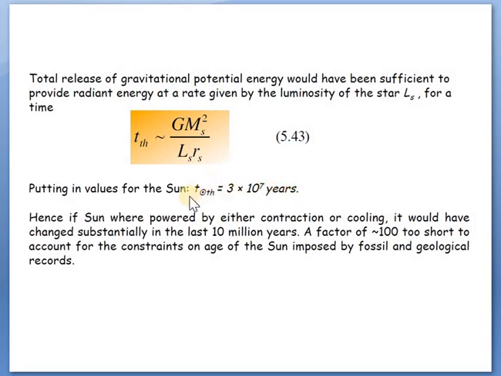You see, for the Sun this time scale, so what time scale is this? It is the dynamical time scale, and it comes out to be around 3 times 10^7 years. Okay, that is approximately 30 million years or so.